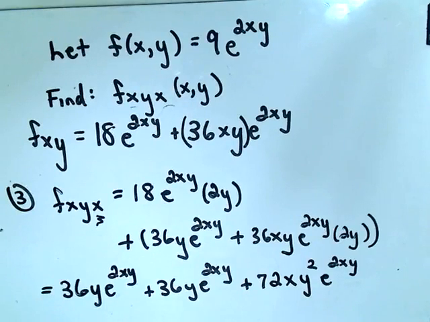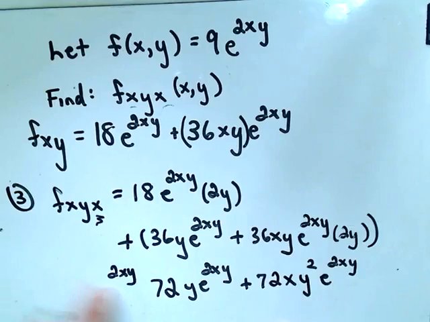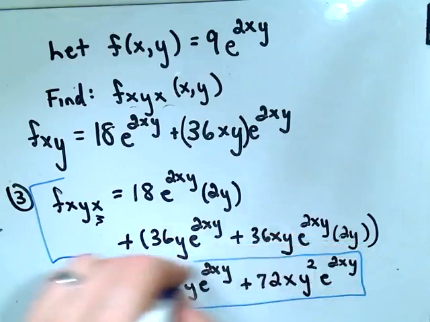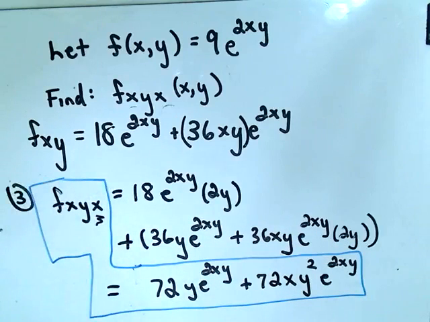Hey, it looks like we've got like terms here. I've got a 36y e to the 2xy and a 36y e to the 2xy, so we can simply add those together. 36 and 36 would be 72y e to the 2xy. And at this point, I think I would probably call it a day. You could certainly factor out some stuff. You could pull out the 72, you could pull out the y, you could pull out the e to the 2xy. But if it just said find the third partial derivative here, I think that's where I would stop.